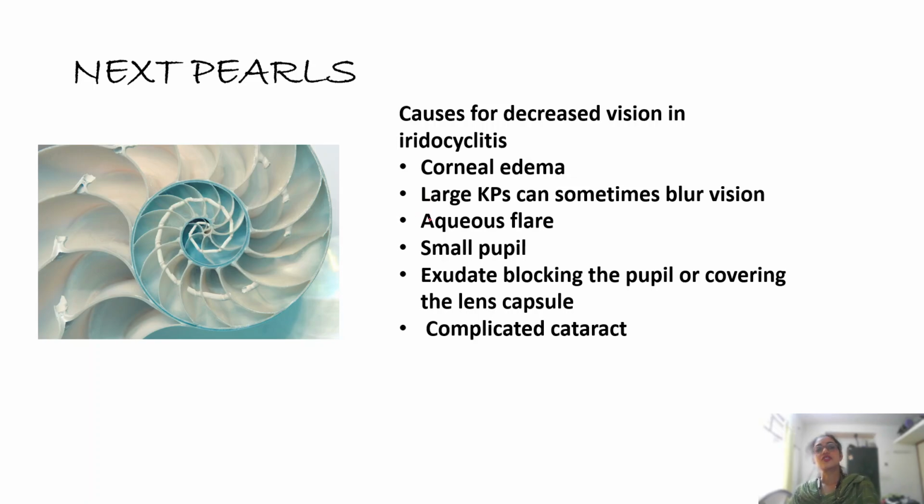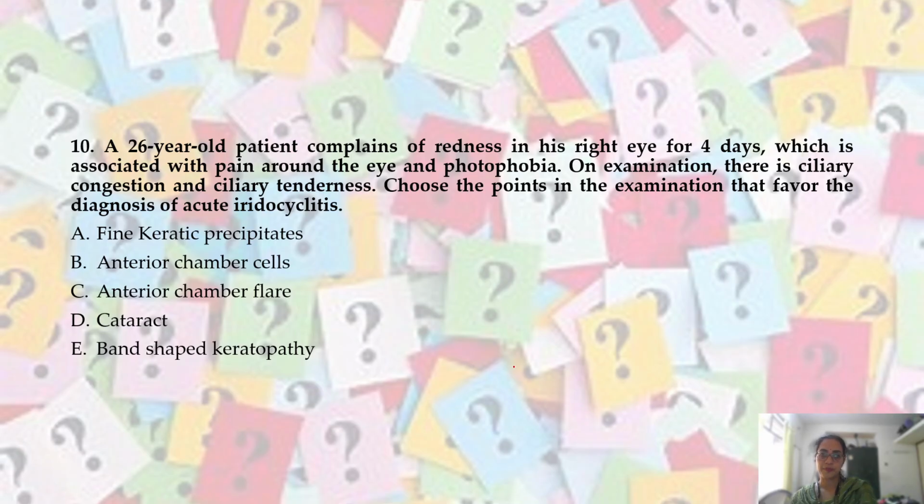So what are the causes of decreased vision in iridocyclitis or anterior uveitis? There is some amount of corneal edema. Sometimes you might have large greasy KPs that can blur the vision. Presence of a plasmoid aqueous or aqueous flare. Small pupil exudates blocking the pupil or covering the lens capsule, and more commonly and significantly a complicated cataract. So these are the causes of decreased vision in iridocyclitis. I would like to add cystoid macular edema as well, which can contribute to visual loss in iridocyclitis.